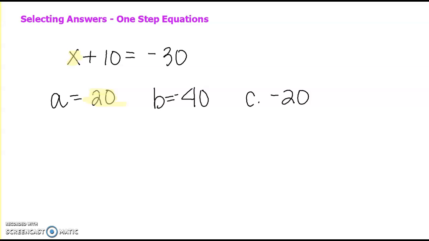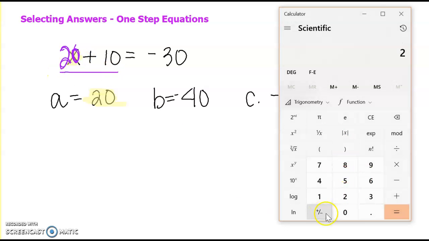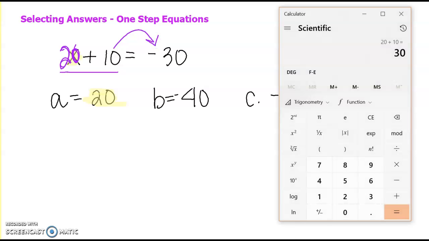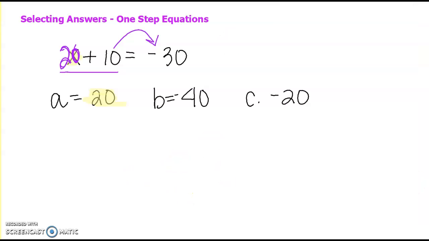And that again means I'm taking that 20 and I'm replacing my x, writing over it, however you want to think of it, solving my computation here, simplifying it down. So 20 plus 10. And I'm shooting for the answer of negative 30. In my calculator, I get a positive 30. So it's close, but it's not quite. So it's not my answer. So let's get that 20 out of there. It is not it.